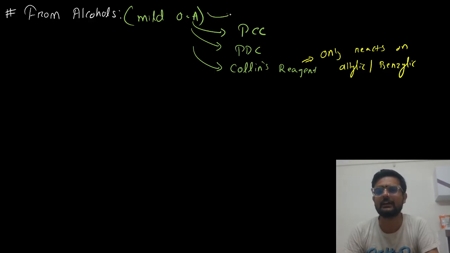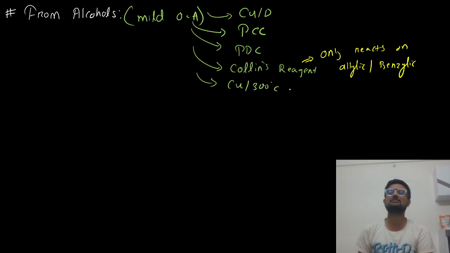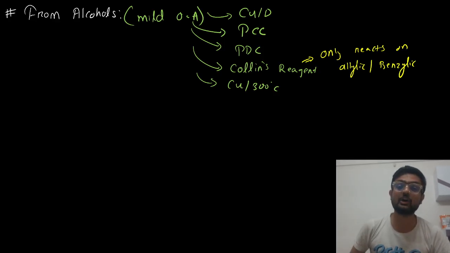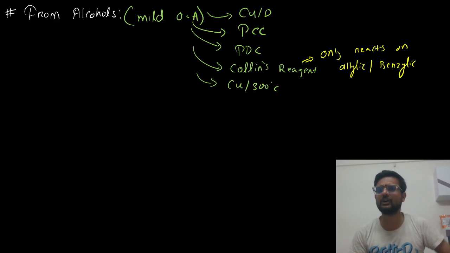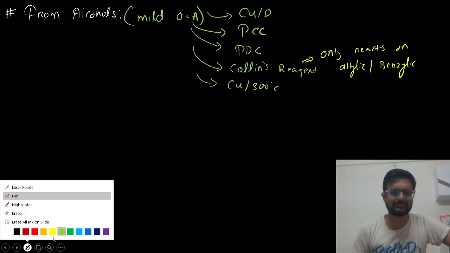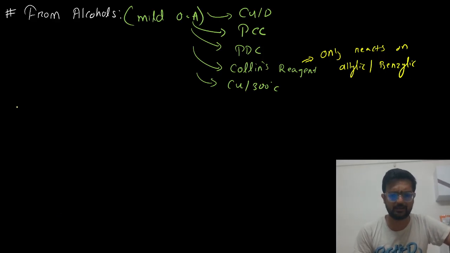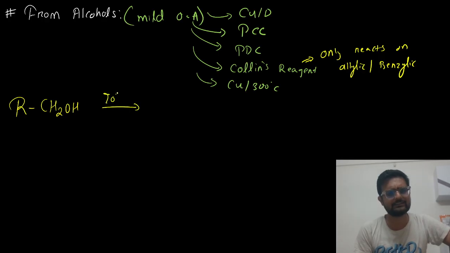Okay beta, there is one more, copper heating. Sometimes in the exam they will mention the temperature: copper at 300 degrees Celsius. These all are called mild oxidizing agents. So basically, if I take any alcohol, suppose I have RCH2OH, and I have added a mild oxidizing agent. What is this? This is my 1 degree alcohol.